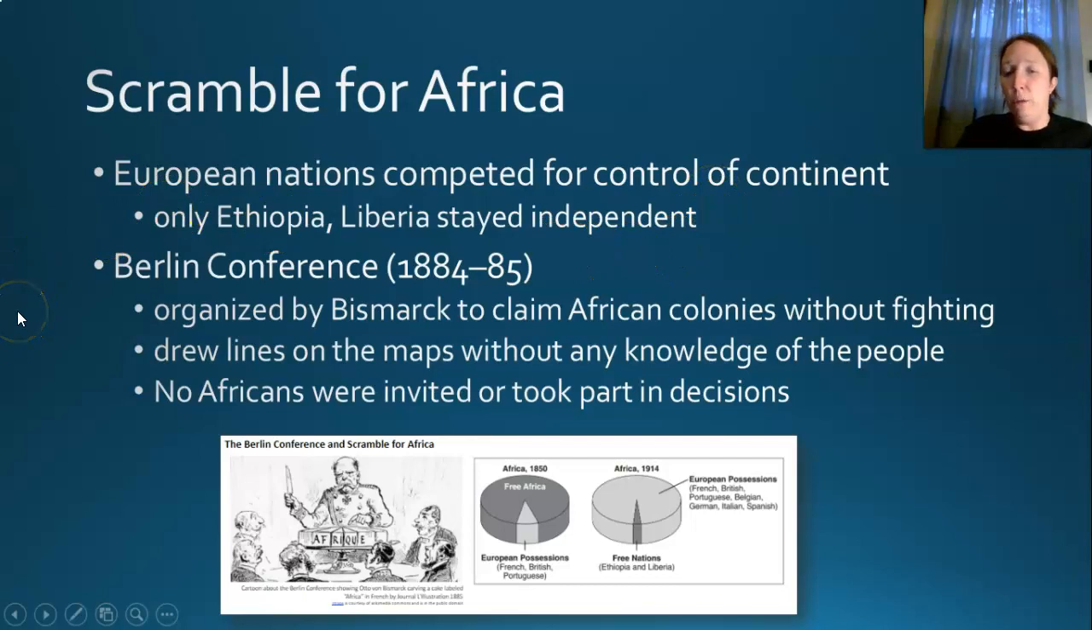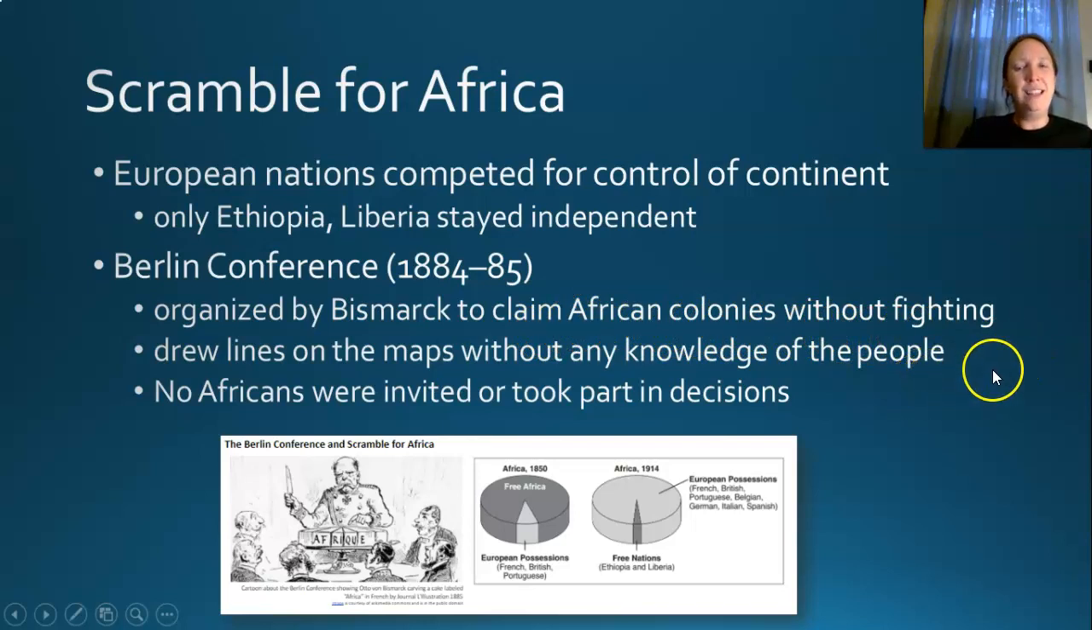But meanwhile, the European powers, recognizing this conflict, wanted to find a way to settle this issue without going into yet another European war. And so Otto von Bismarck of Germany organized the Berlin Conference, and he gathered the major European powers for a meeting where they would each claim African colonies without fighting. Sounds great, right? Sounds peaceful, right?